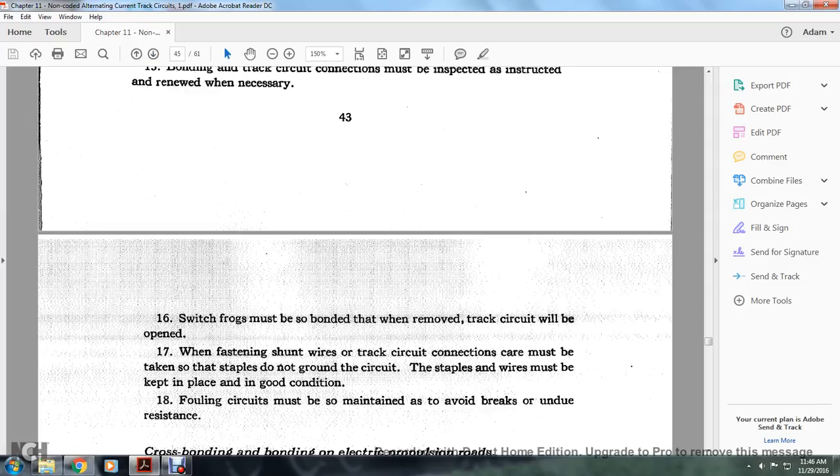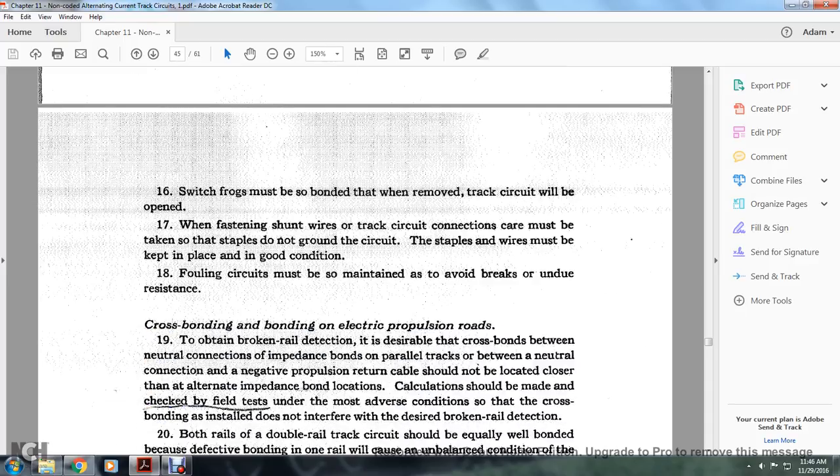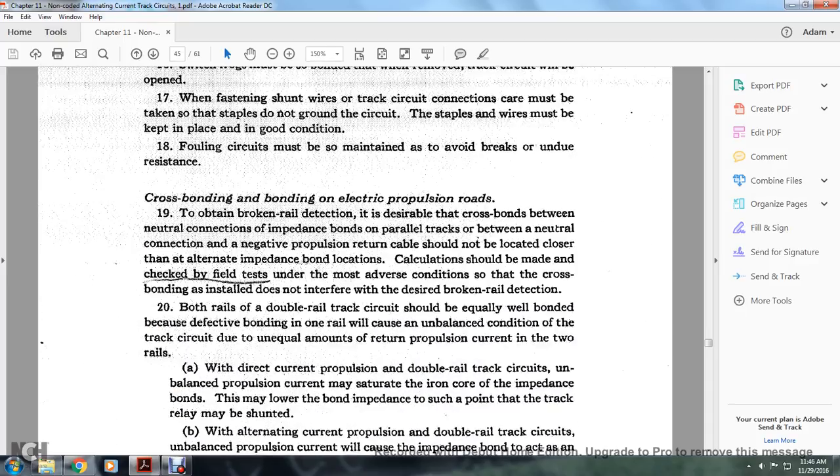18. The following circuits must be maintained to avoid breaks and undue resistance. 19. The cross bonding of the electrical propulsion roads.